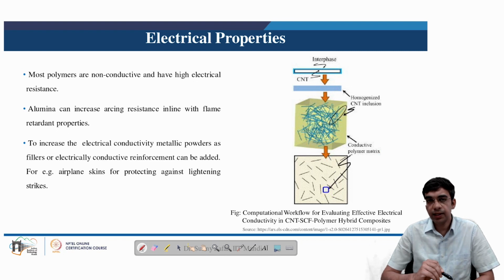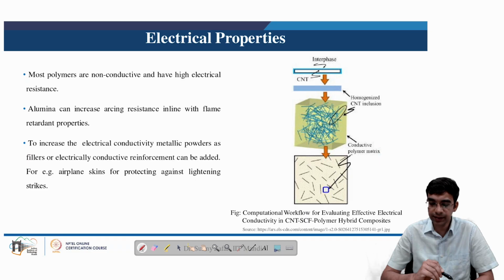And to enhance the electrical properties of such polymers, sometimes some metallic powders may be added as fillers so that they can create an electrically conductive path in the polymer, and this electrically conducting reinforcement may further enhance the electrical properties by improving the electrical conductivity. This may be very vital for certain applications of polymers, for example, the polymers used on airplane skins to protect them against lightning strikes.